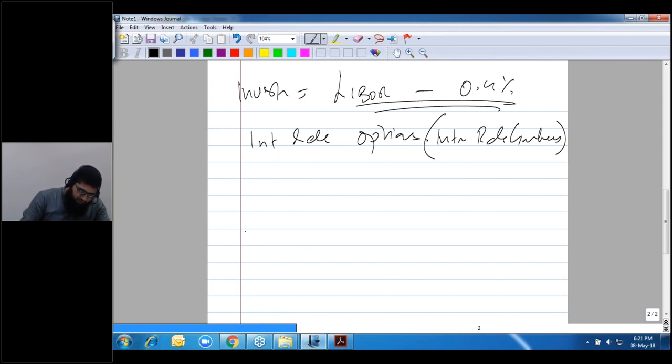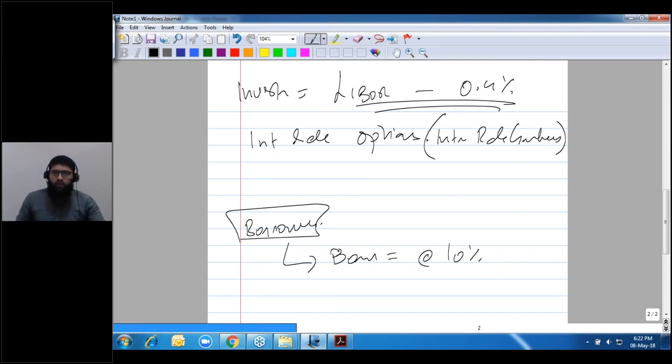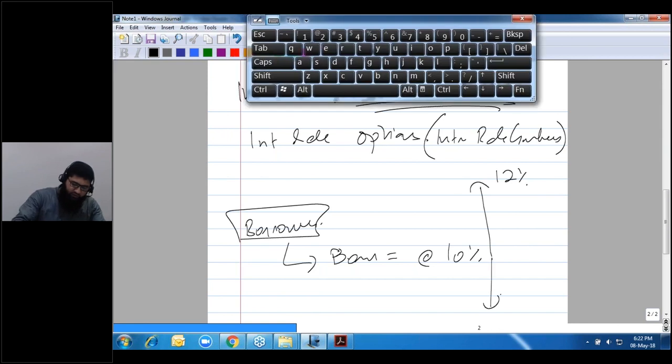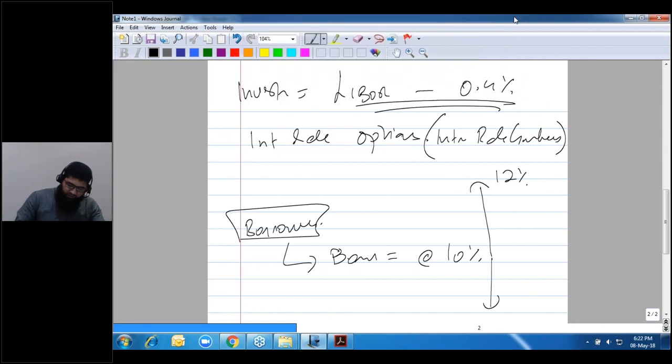Basically, what happens is, assume that you are a borrower. And presently you can borrow at a rate of 10%. The risk that you are facing is that the interest rates will go up to 12%. But at the same time, you do consider that there is a likelihood that these interest rates could actually go down. You're also facing that there's a likelihood these interest rates could go down to 8%.